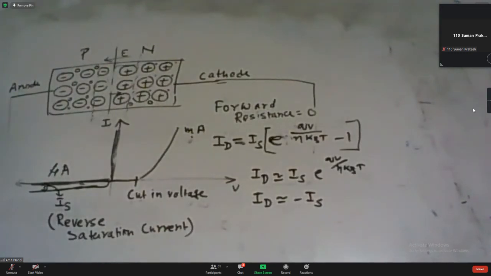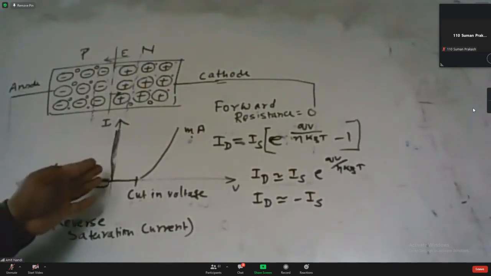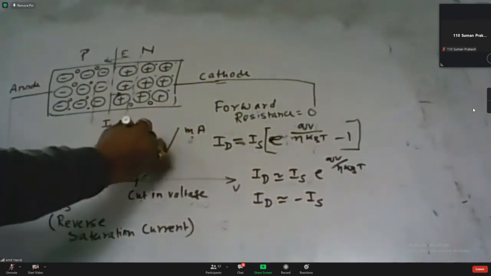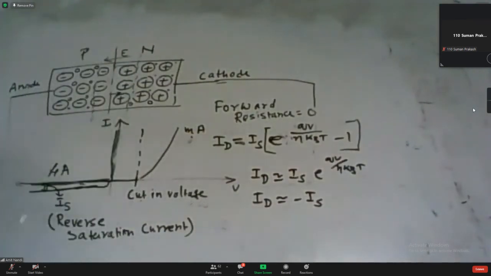So for that reason, we take some approximation, or we do the linearization of this diode element. If we do the linearization, then we can use this type of curve. We consider some approximation: after the cut-in voltage, the current increases sharply like an ideal diode. We take this approximation first.